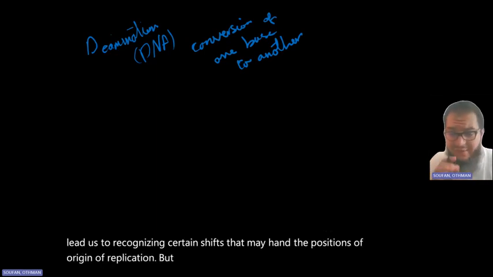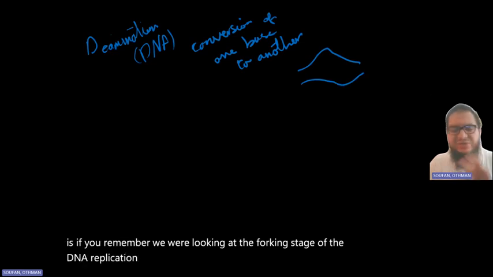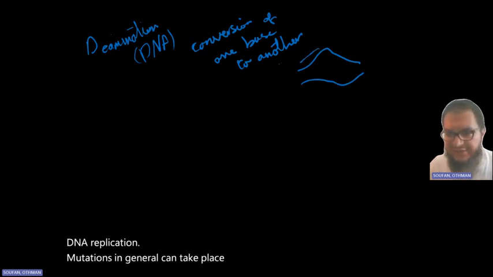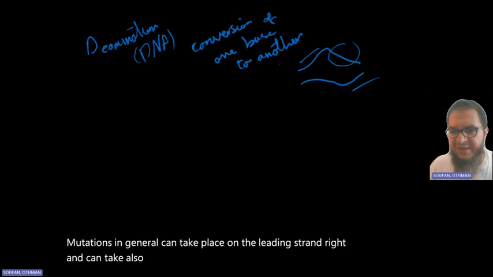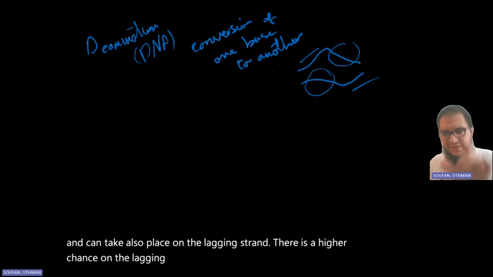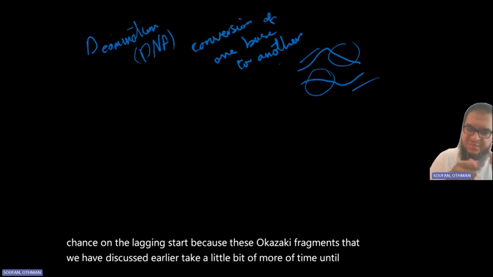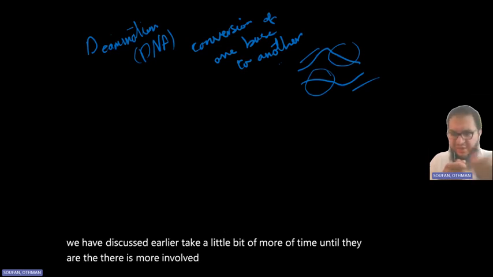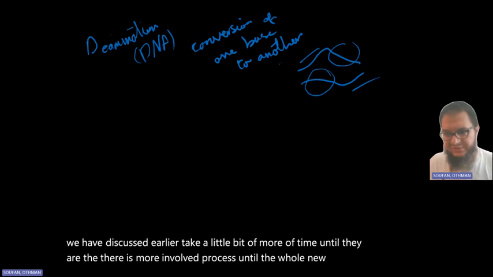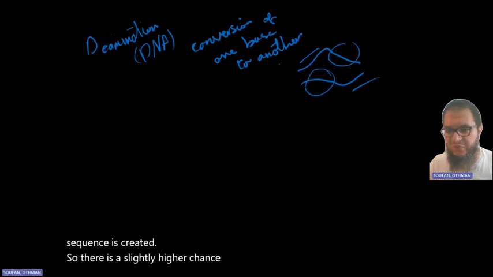But anyway, what I want to highlight here is, if you remember, we were looking at the forking stage of the DNA replication. Mutations in general can take place on the leading strand, and can also take place on the lagging strand. There is a higher chance in the lagging strand because these Okazaki fragments that we have discussed earlier take a little bit more time, and there's a more involved process until the whole new sequence is created. So there is a slightly higher chance for some mutation here.